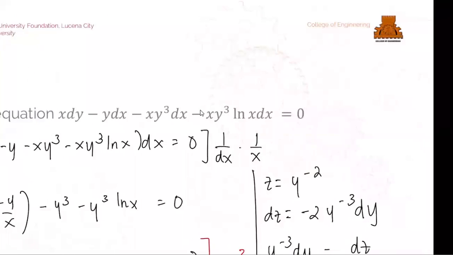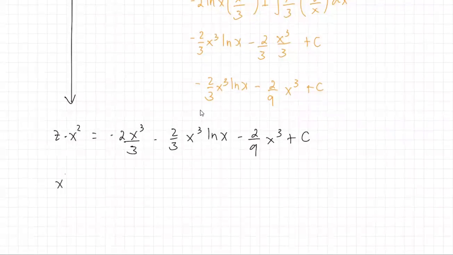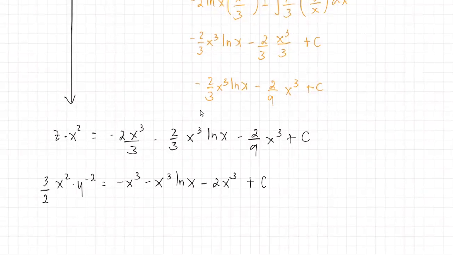So, yung z natin is y negative 2. So, we have x squared times y negative 2 equals negative 2 thirds x cubed minus 2 thirds x cubed ln x. So, gawin ko i-multiply ko by 3 halves lahat, no? So, this will be negative 3 halves. So, 3 halves. Okay. So, this will be negative x cubed minus x cubed ln of x minus 2 x cubed plus c. Okay.